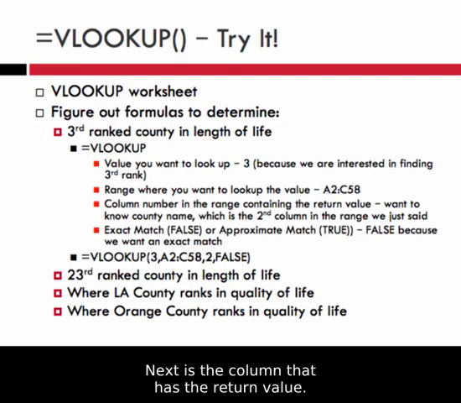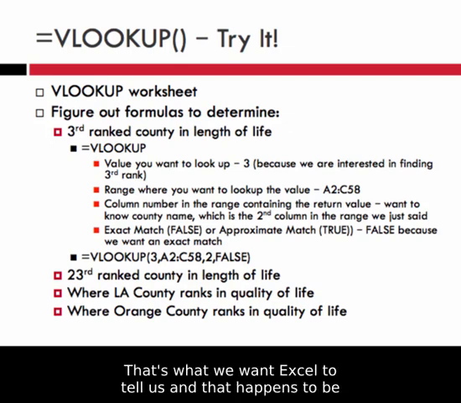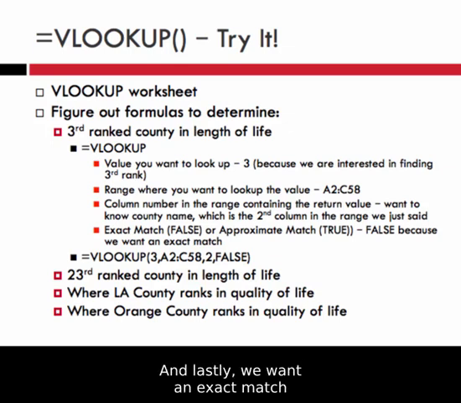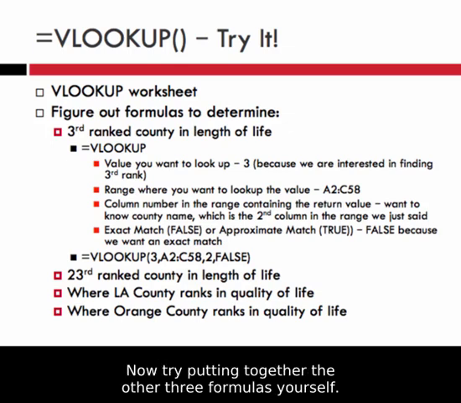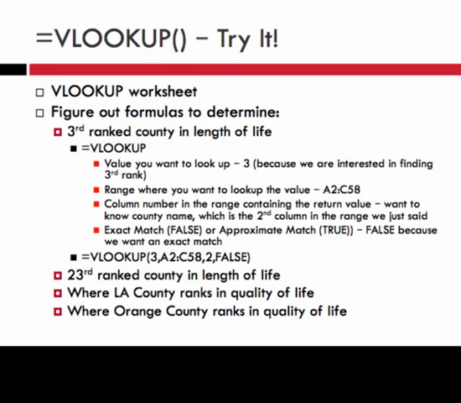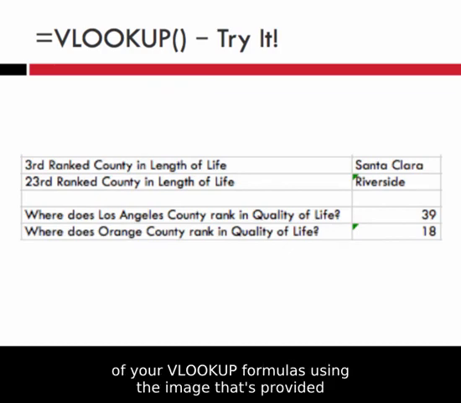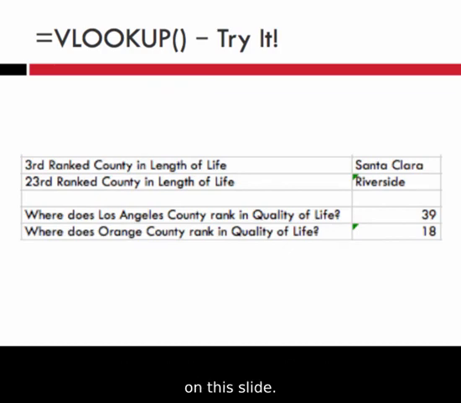Next is the column that has the return value. The return value for us is the name of the county. That's what we want Excel to tell us. And that happens to be in the 2nd column of the range that we just stated. And lastly, we want an exact match, so we're going to say false. This gives us the entire formula that we need. Now, try putting together the other 3 formulas yourself. Double check the values that you got for each of your VLOOKUP formulas using the image that's provided on this slide.